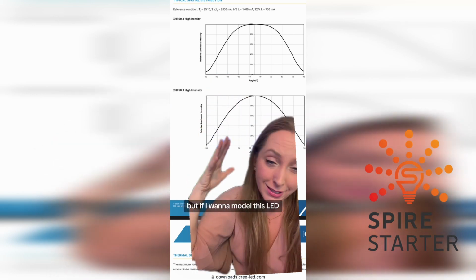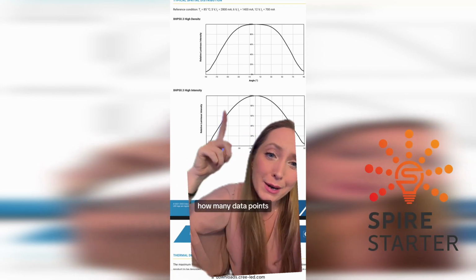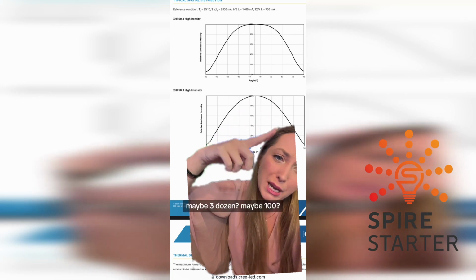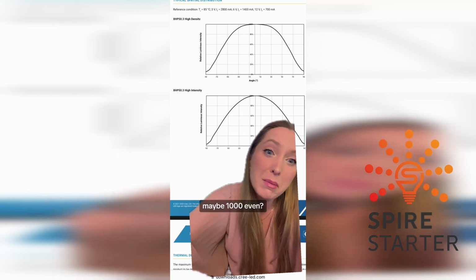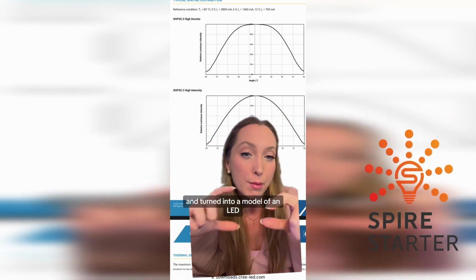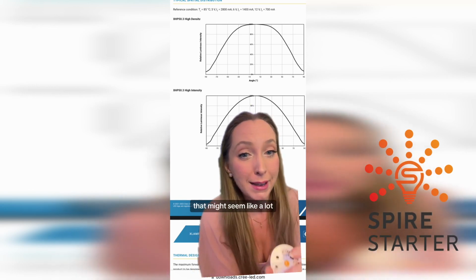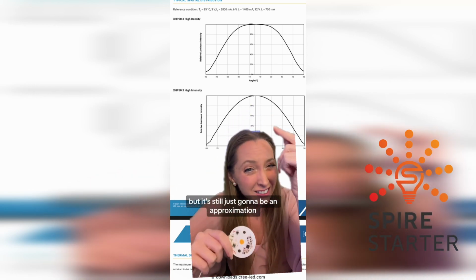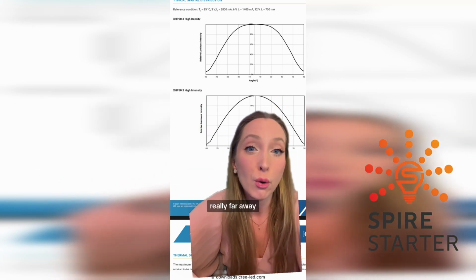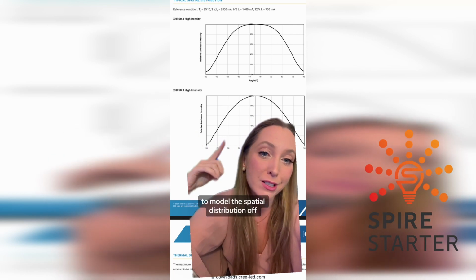But if I want to model this LED in an optical simulation, there's a problem. How many data points can you pull off of this curve? One or two dozen, maybe three dozen, maybe 100, maybe 1,000 even, right? 1,000 points pulled off of this and turned into a model of an LED in your optical simulation. That might seem like a lot, but it's still just going to be an approximation of where the lights are landing really far away. For most optical systems, you don't want to just have this to model the spatial distribution.